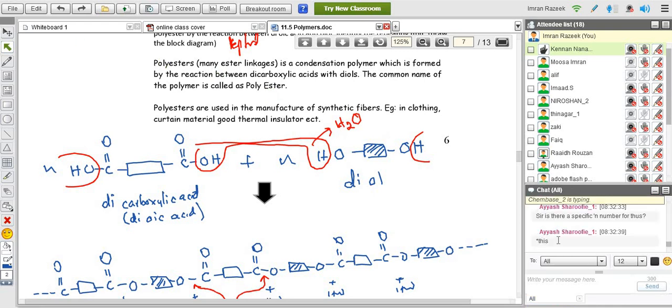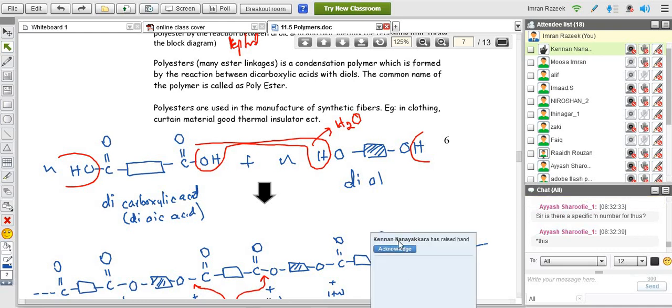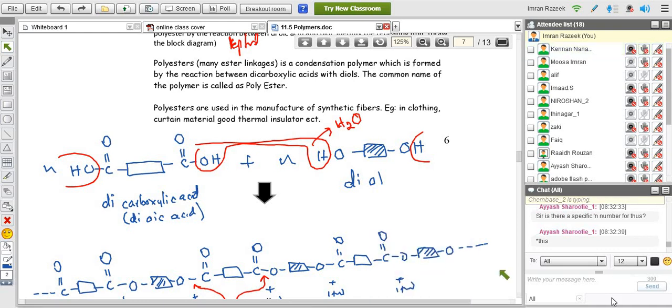As for the question, is there a specific number for this? There is a specific number, but you're not supposed to know those numbers. Only in polyethylene, we know it's between 500 to 1500. But in this case, the N represents many. So it doesn't mean that you need to know the exact number of N. Yeah, please copy this.